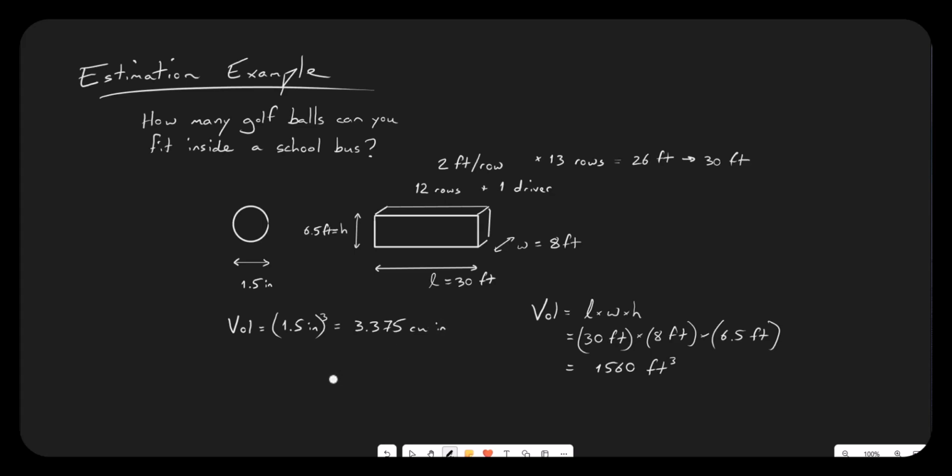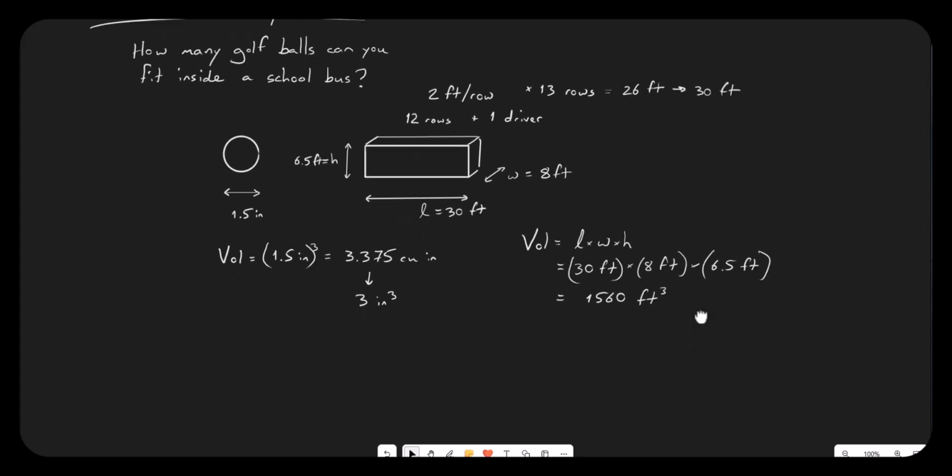And I don't particularly like that. There will be gaps. The gaps won't be huge. I'm going to round this down just a little bit, and I'm going to say this is 3 cubic inches. So I've got a golf ball being 3 cubic inches. I've got the volume of my bus being 1,560 cubic feet.